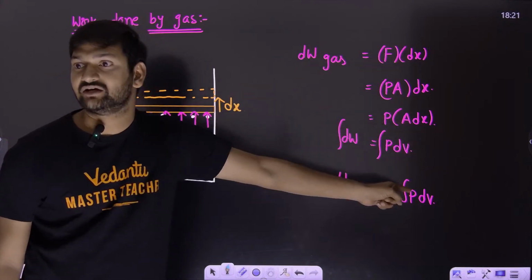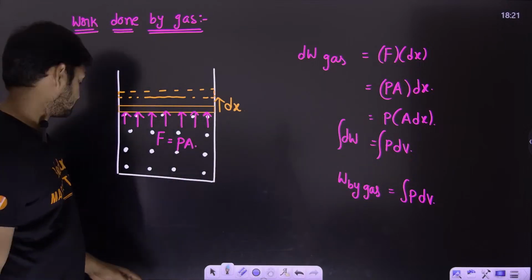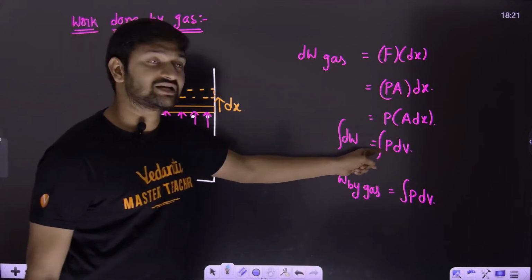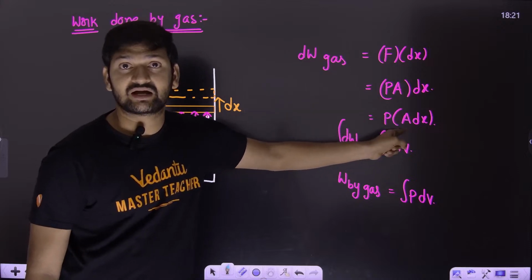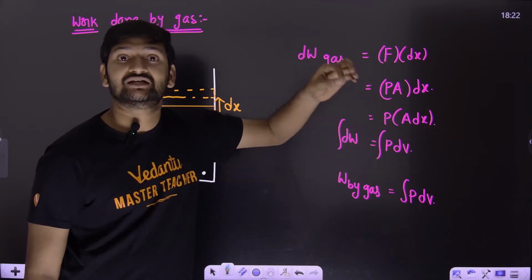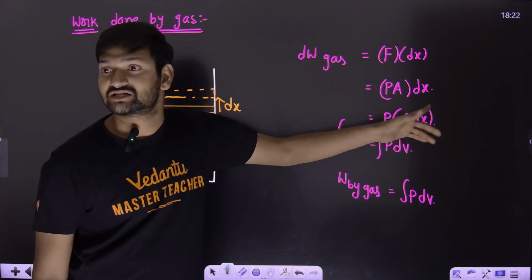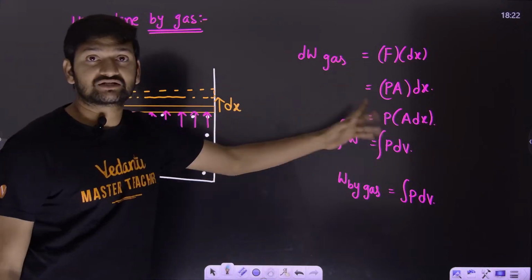I clearly derived it, Mr. Sai Tarun. So change in pressures are not mattering here. Change in volume matters. So we need pressure at that moment multiplied with the changes in volume. If you do the integration of it, you get work.